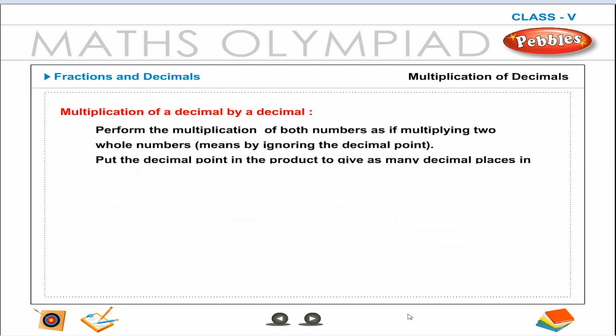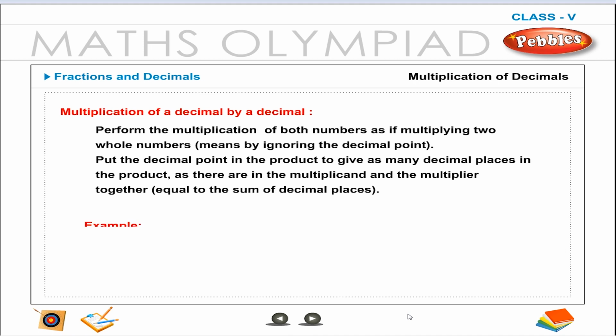Multiplication of a decimal by a decimal. Perform the multiplication of both numbers as if multiplying two whole numbers, means by ignoring the decimal point. Put the decimal point in the product to give as many decimal places in the product as there are in the multiplicand and the multiplier together, equal to the sum of decimal places. Example, multiply 20.36 by 34.82.